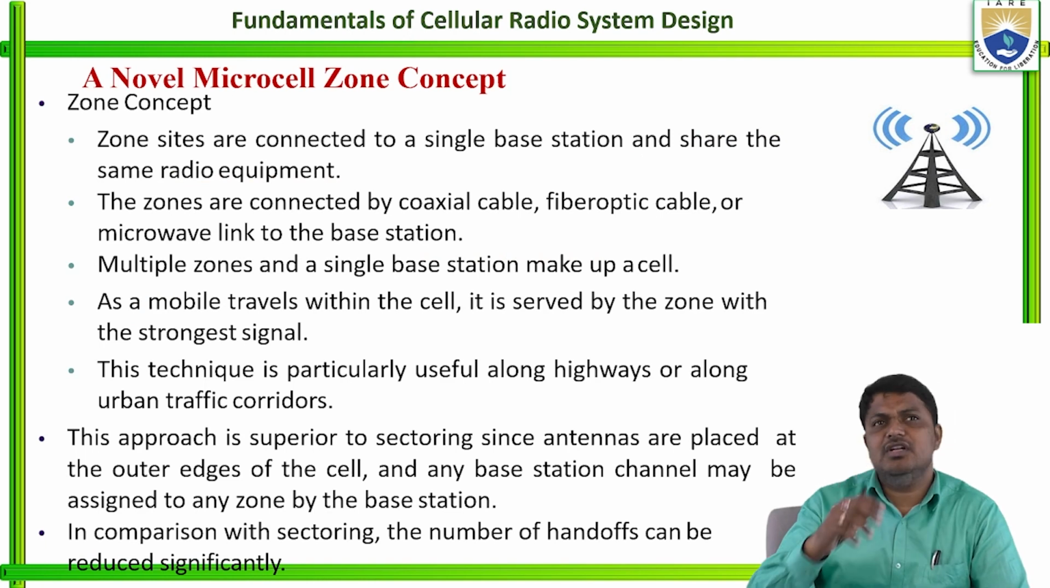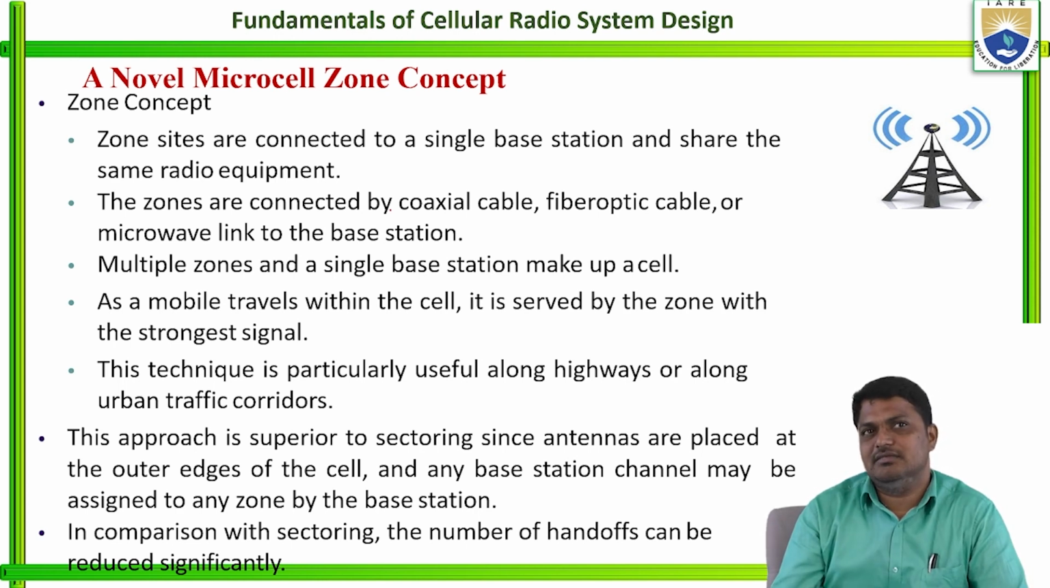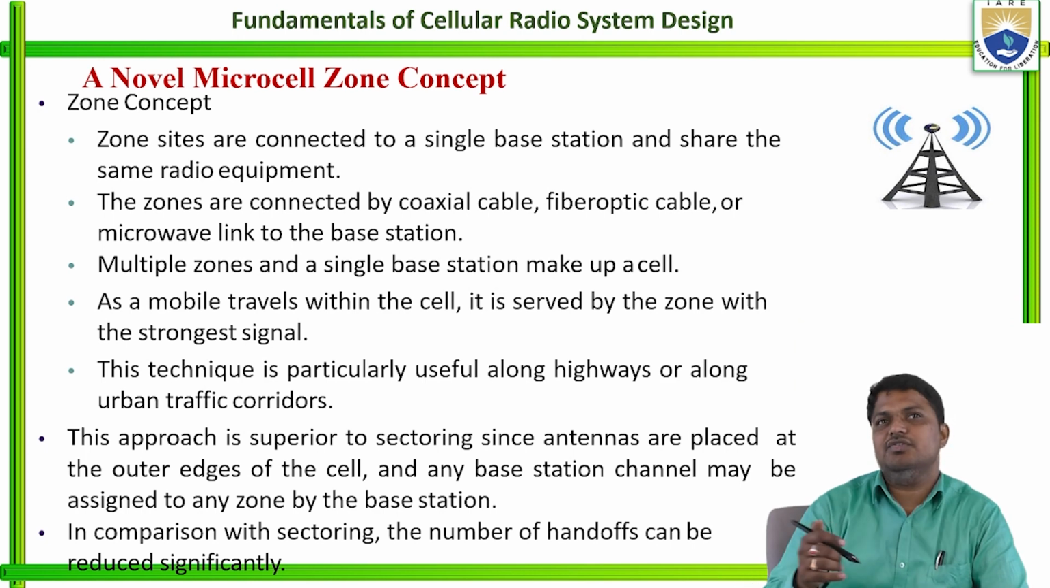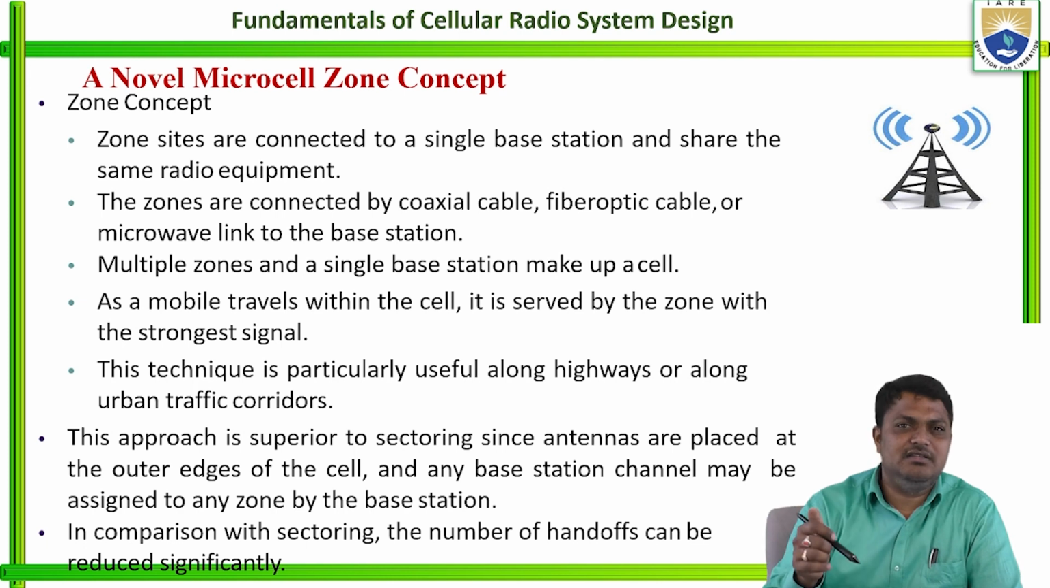So a novel microzone concept: the zone sites are connected to a single base station and share the same radio equipment. Just now we discussed that a large cell is divided into small cells. The small cell is called a microcell, right? So each microcell has its own base station again. The zones are connected by coaxial cable, optical fiber cable or microwave link to the base station.